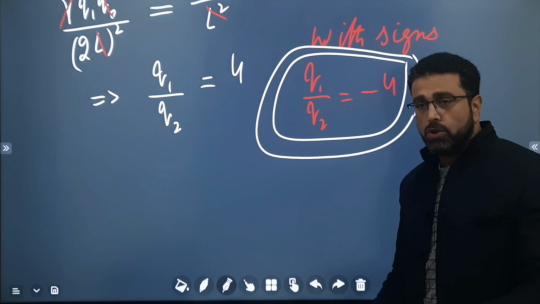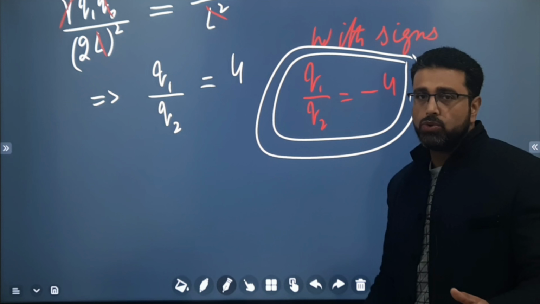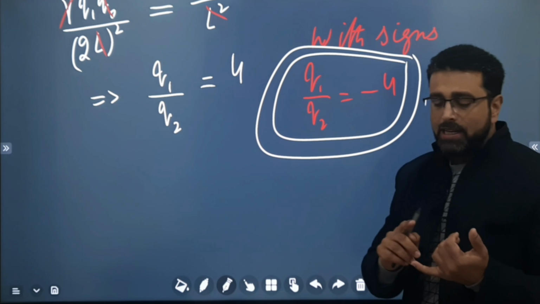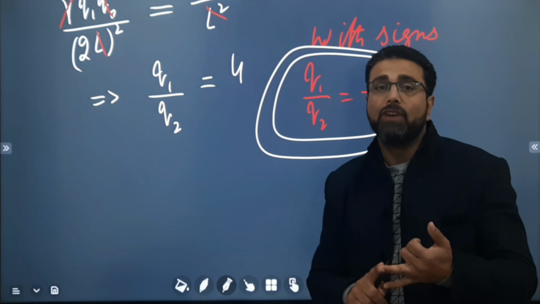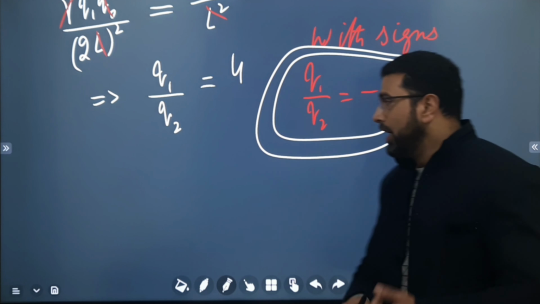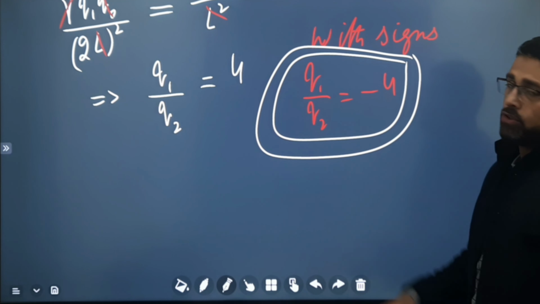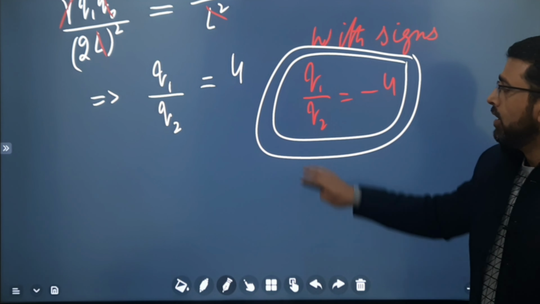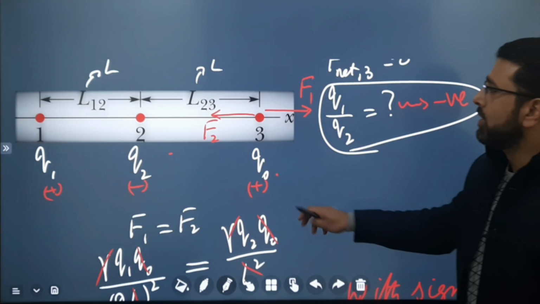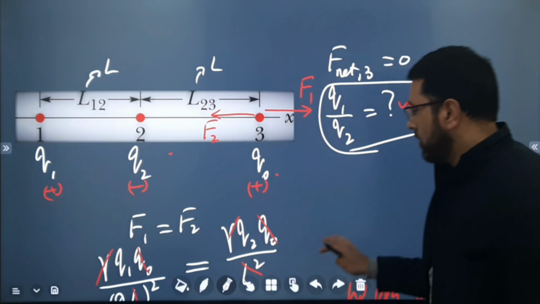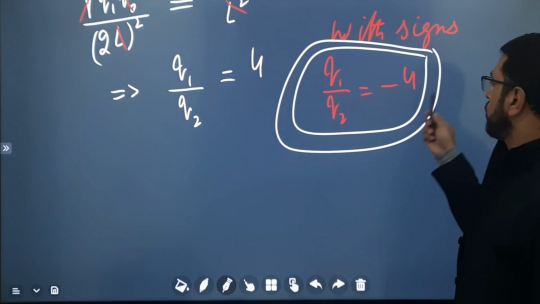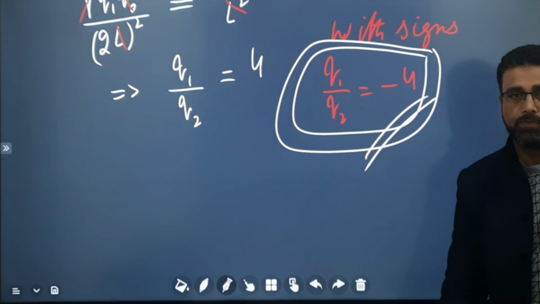Equilibrium of Q0, that is, net force being 0 on Q0, is independent of the sign and of the value of the third charge Q0. It only depends on the values of Q1 and Q2. Of course, the distances between them are the same, L here, L here. If you change the L's, then the ratio will also change. So Q1 by Q2 has to be minus 4.